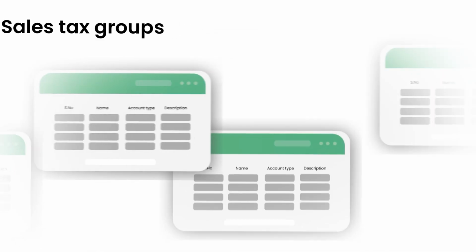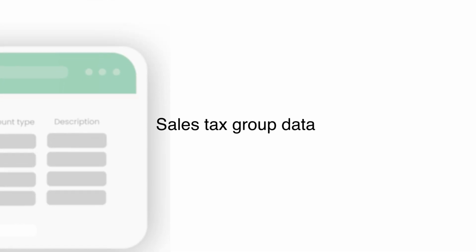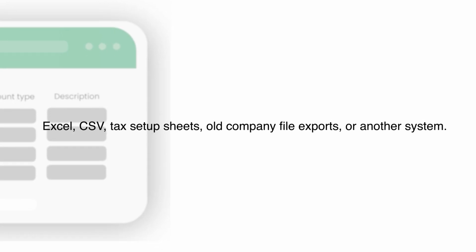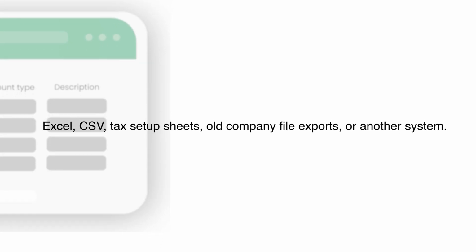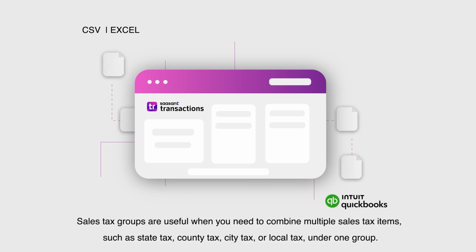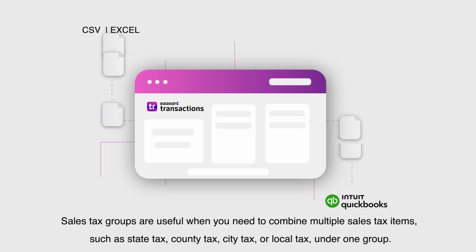Creating sales tax groups one by one in QuickBooks Desktop can take time, especially when your sales tax group data is already available in Excel, CSV, tax setup sheets, old company file exports, or another system. Sales tax groups are useful when you need to combine multiple sales tax items, such as state tax, county tax, city tax, or local tax, under one group.